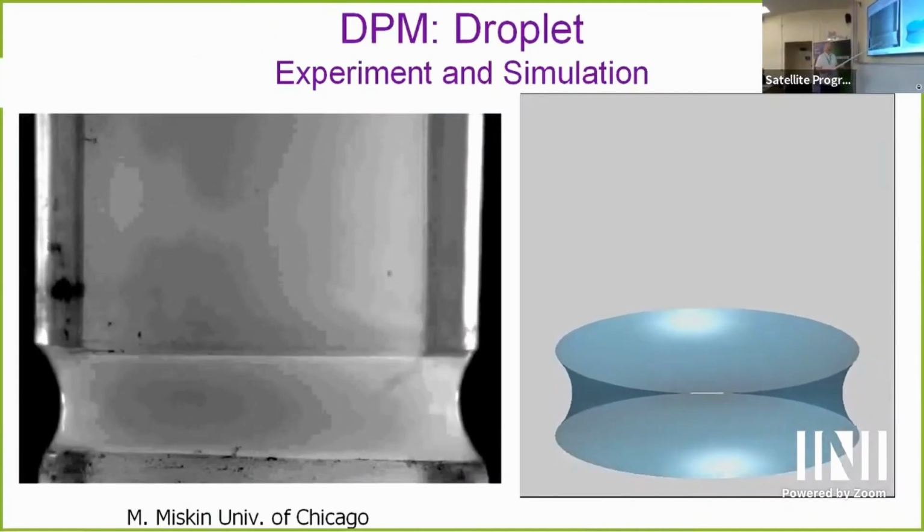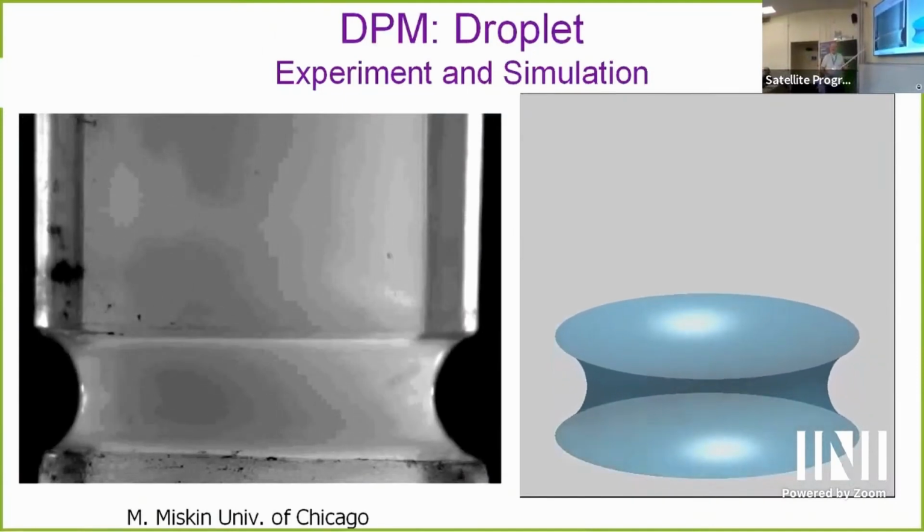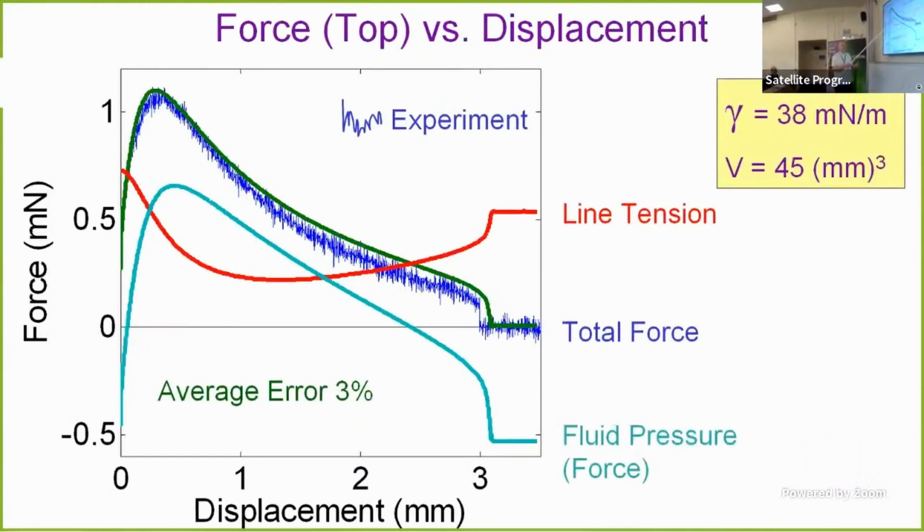Then we can get things like a liquid bridge. This is the same exact model, and here's a fit, but there are no adjustable parameters. Here's the force that we calculate from the model. Here's the force that's calculated in the experiment. There are no adjustable parameters. You tell me the gamma, you tell me the volume. That's it.